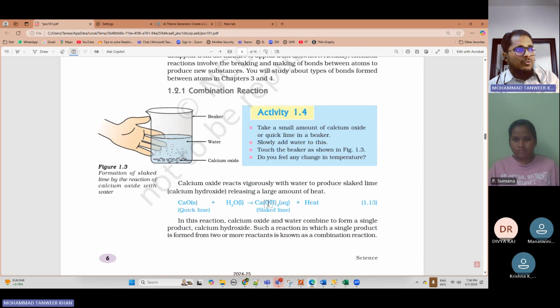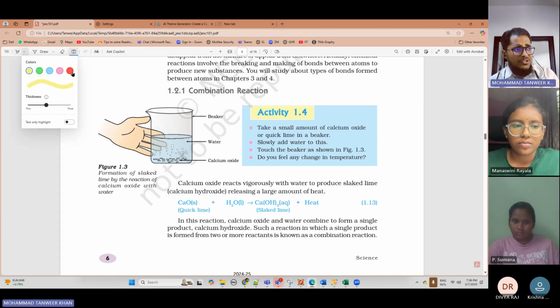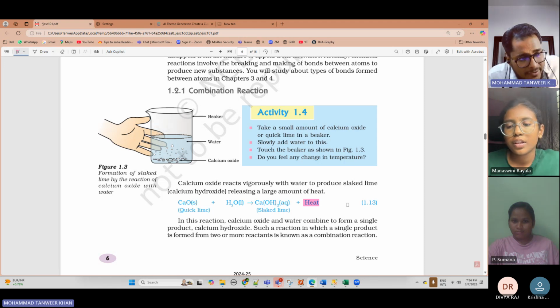Ca(OH)2 means what? Calcium hydroxide. And the formula is Ca(OH)2 plus heat. If you see here in this chemical reaction, you will get some heat as well. So it means this chemical reaction will produce some heat. If you touch it, you will feel some heat. It will be warm. Okay, got it?